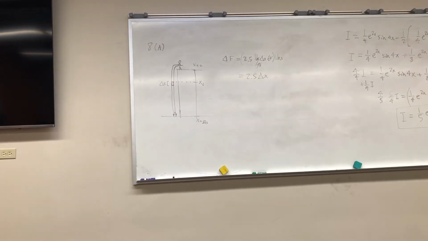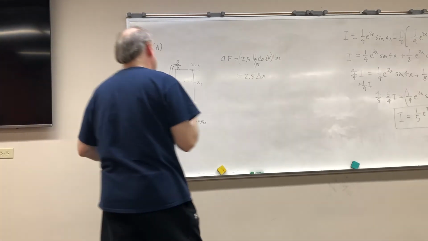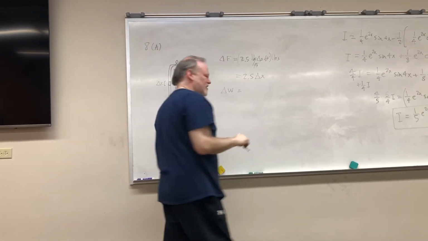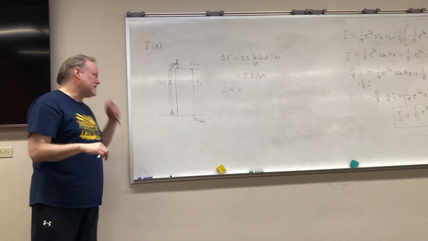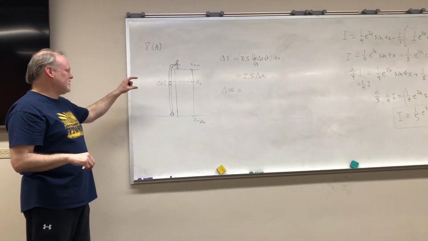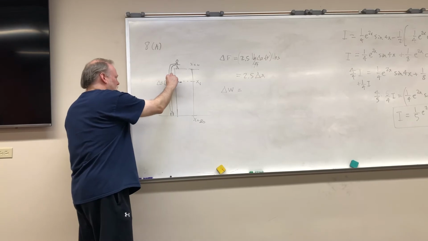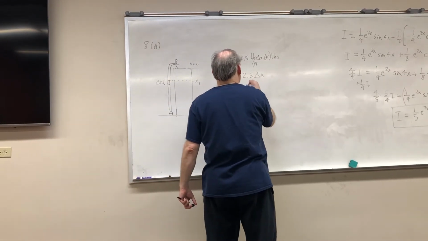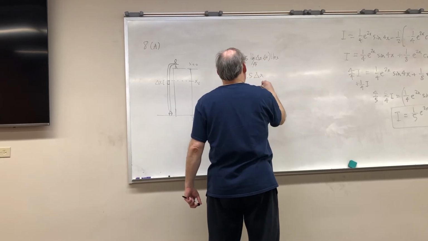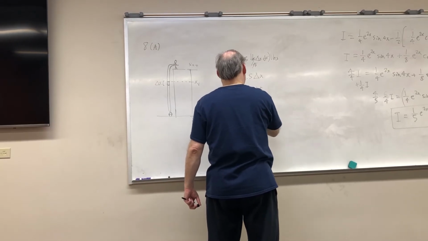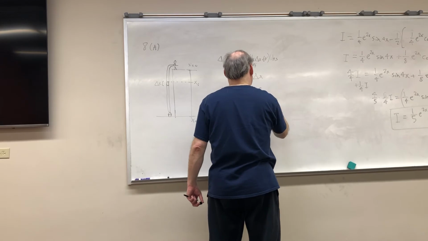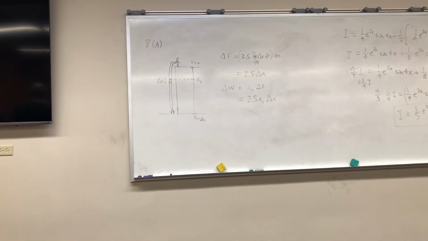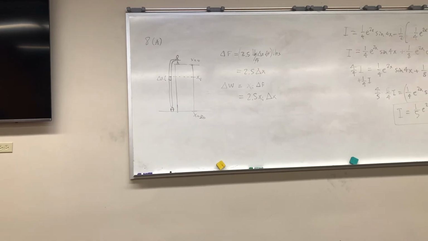Okay, and then when I do my work, my delta W, I've got to get foot-pounds out of that. So I've got to multiply this 2.5 delta x, which is being brought up x sub i feet. So this is going to be x sub i delta F, which is 2.5 x sub i delta x. And that's my work increment.